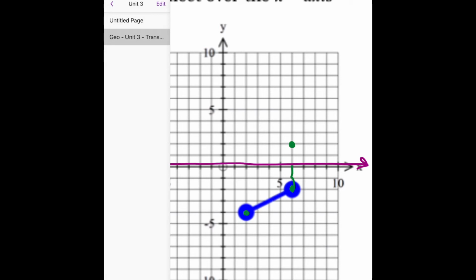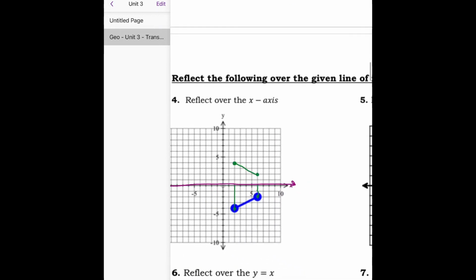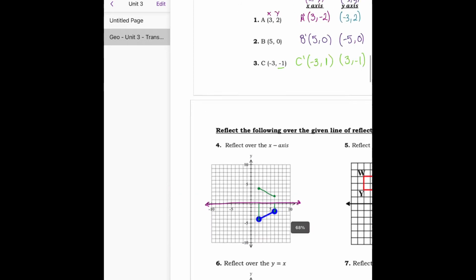Same with this point. I'll count how many it is away. 1, 2, 3, 4 away. So it's 4 away going down, so my reflected point is going to be 4 away going up. 1, 2, 3, 4. Right there. That is my reflected line. Easy.